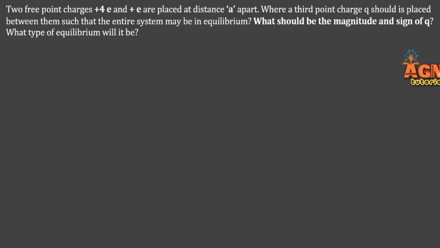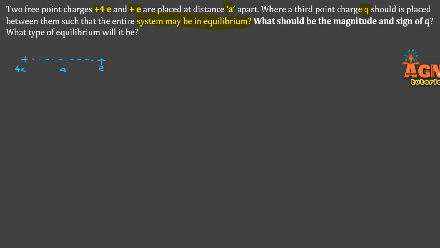Two free point charges, plus 4e and plus e, are placed at a distance a. That means we have one charge 4e, and another one plus e, kept at a distance a. A third point charge q is placed between them such that the entire system may be in equilibrium. This is the main important point.